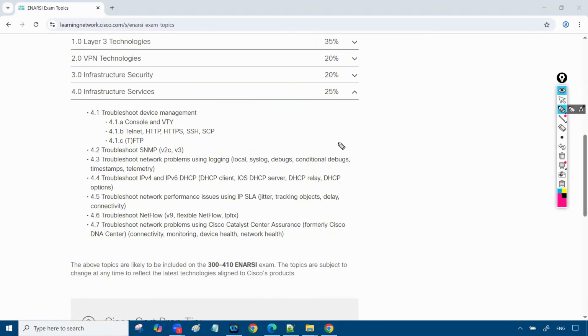Right, conditional debug is a very, very important topic from the production network perspective. So in production, what happens? It's not recommended to directly enable the debug. It's better to enable the conditional debug with the help of an ACL.